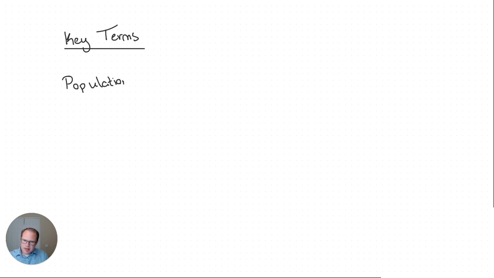In this section, we're just learning some key terms in statistics. The first term is population. Population tends to be the thing that we are actually interested in studying. This is the group of people or things that we want to know about.